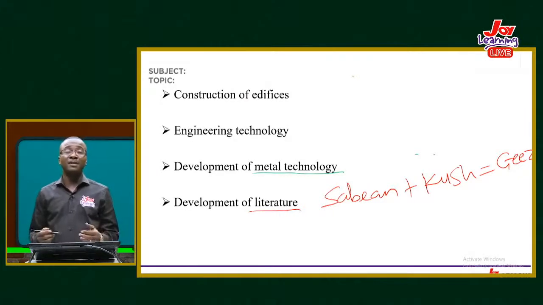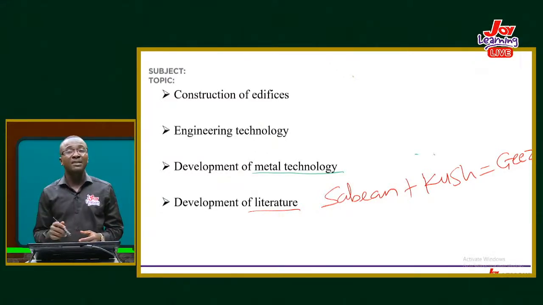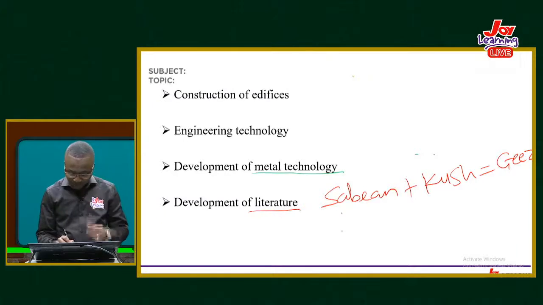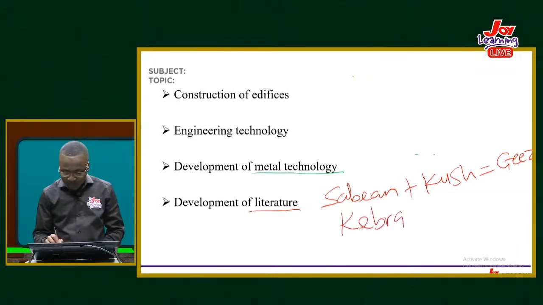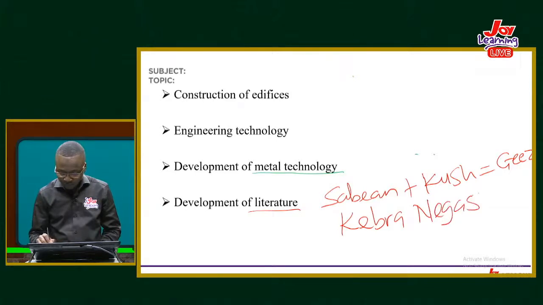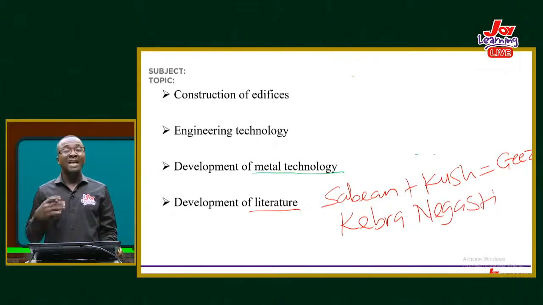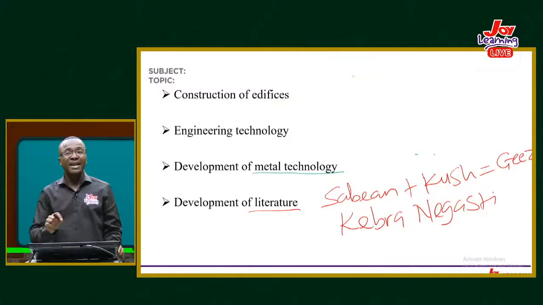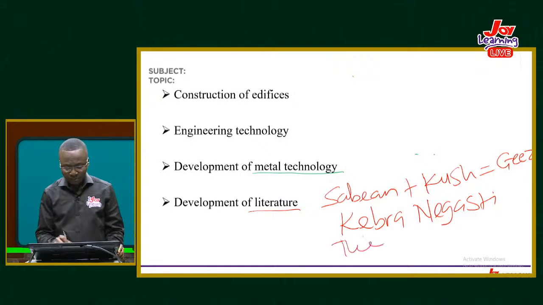Now, this Giz language, or the flourish of the Giz language, is important because it was with this Giz language that the kings of Axum wrote the literature, the Kebra Negasti. Yes. As they learned the art of writing, they were able to keep the chronicles of the various achievements of the chiefs or the kings. The various conquests that the kings undertook were put together in a book known as the Kebra Negasti. Kebra Negasti means the glory of kings.